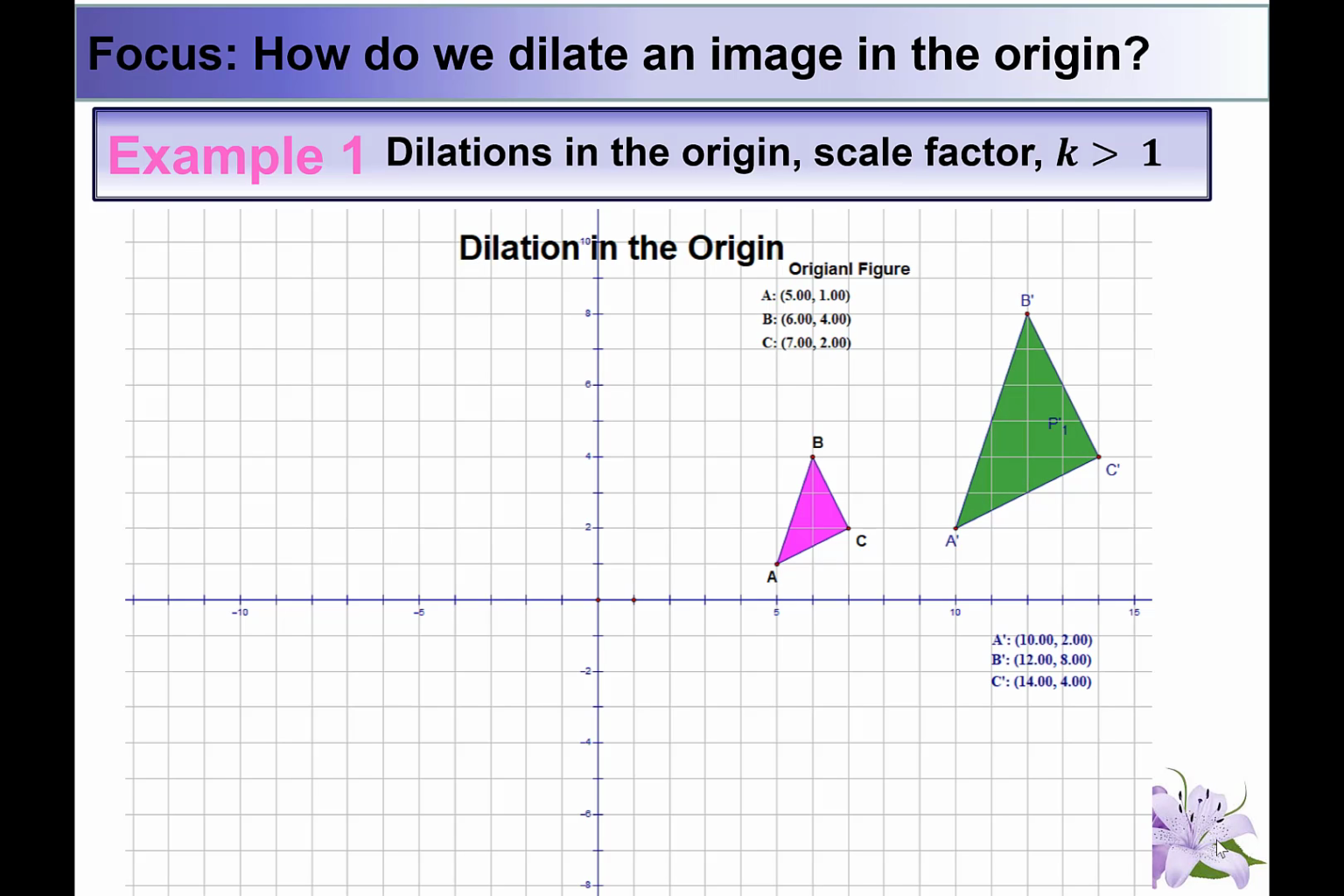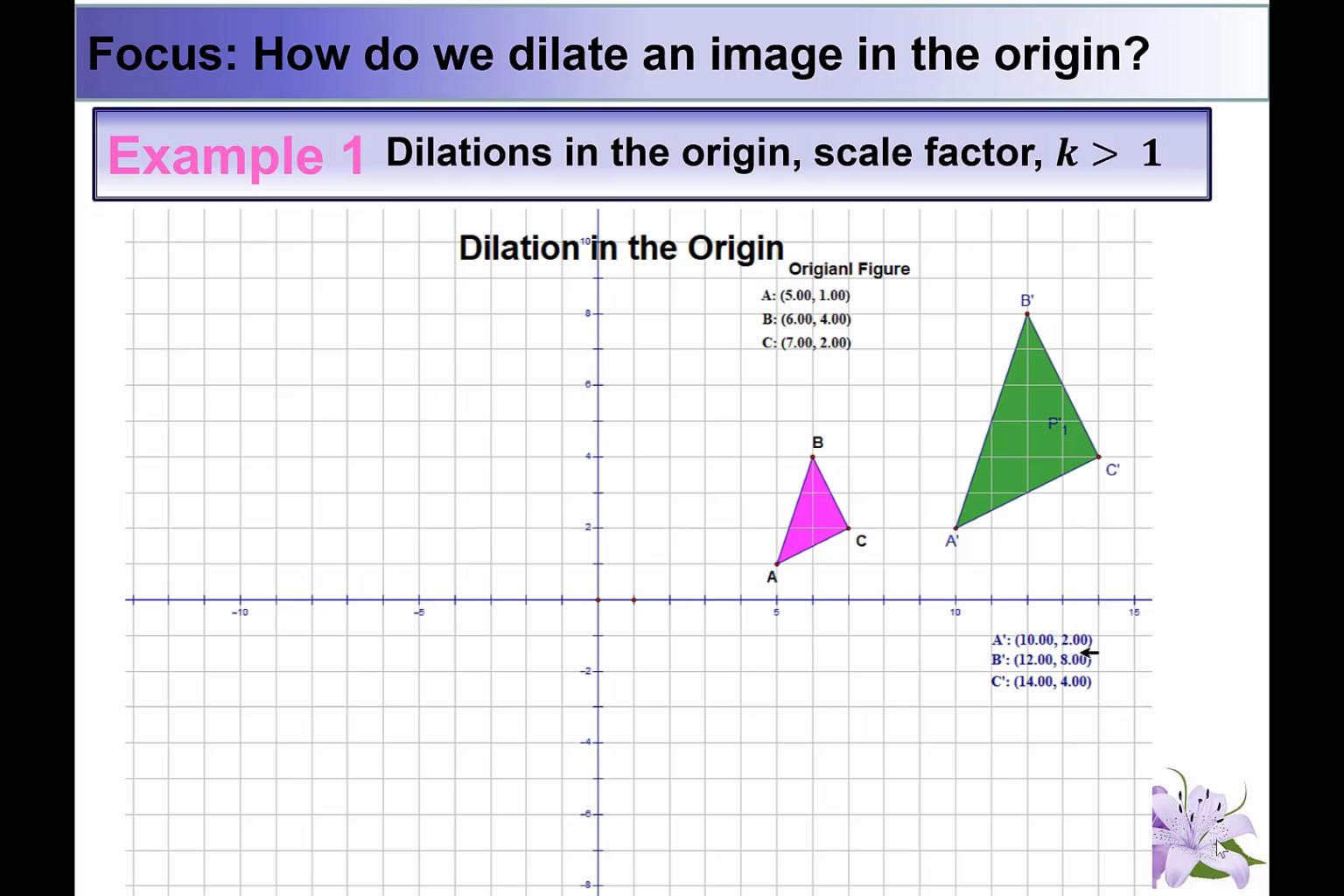So what do we notice when we dilate it by a scale factor that's greater than 1? We still have a triangle, but the triangle over here, since the scale factor was greater than 1, is now larger than this original triangle. And we can compare the coordinates. So here, A is located at 5, 1 in the original figure. But in our dilated image, A is now at 10, 2.